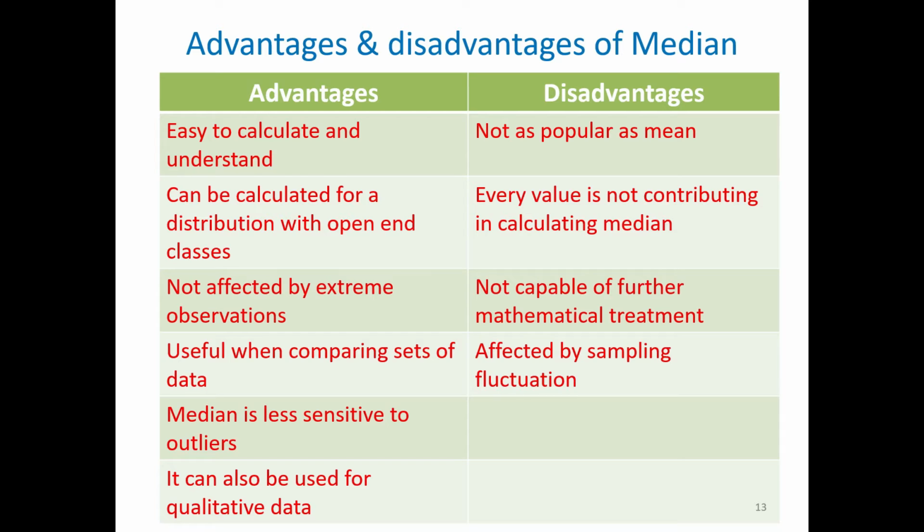Now the disadvantages: it is not as popular as the mean. Next, every value does not contribute to the calculated median. It is only a positional value, not capable of further mathematical treatment. We cannot do any mathematical treatment, and it is affected by sampling fluctuation. There is a lot of sampling fluctuation, so many times the median will be different. There is nothing new in that.